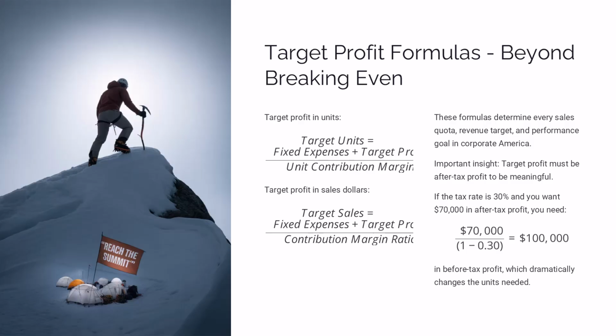The historical development of target profit analysis came from World War II production planning, when factories needed to know exactly how many planes, tanks, or ships to produce to meet military objectives while generating enough profit to stay viable for the post-war economy. And these techniques literally helped win the war and create the American economic boom that followed.